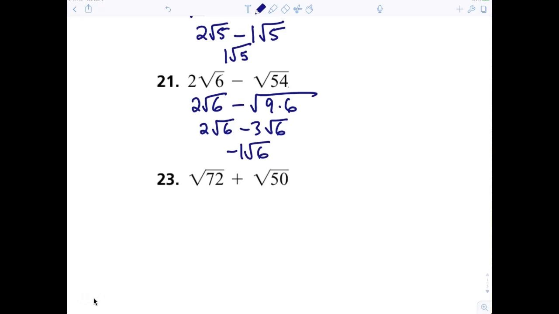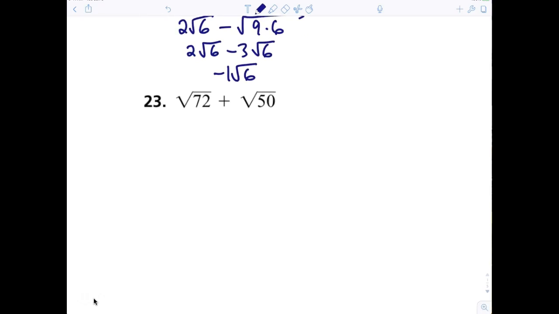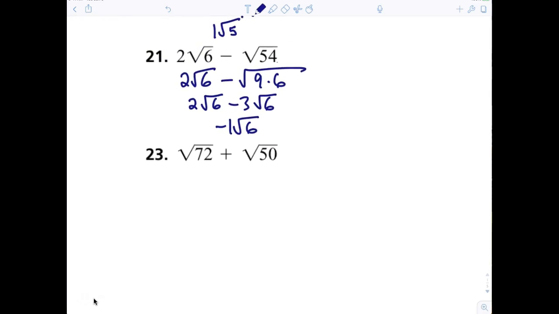That's exactly correct. All right, what's the matter? Why'd you make the 9 a 3? What's the square root of 9? What do you think? All right, doesn't matter.